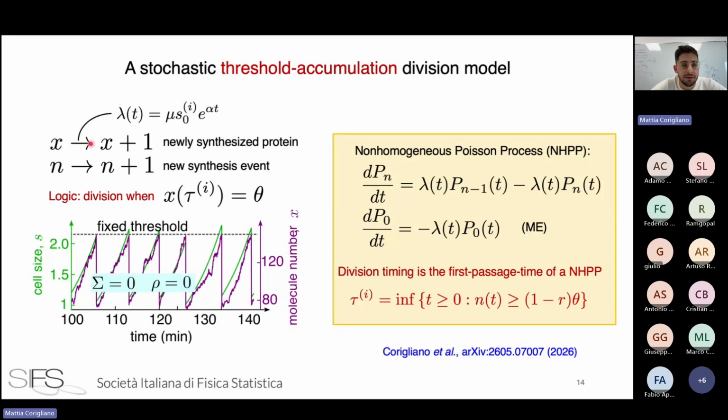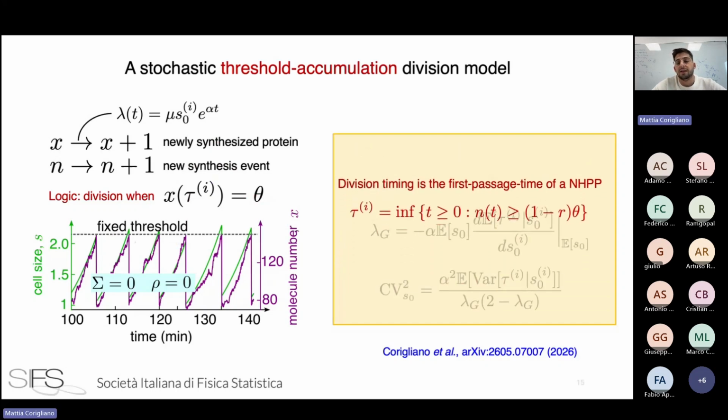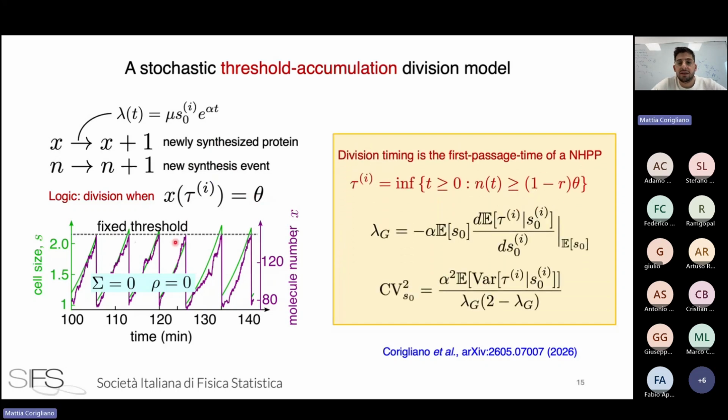And so, of course, you can describe the dynamics of this, the accumulation of these molecules, as a non-homogeneous Poisson process with the following master equation. But more importantly, in this kind of model, division timing becomes the first passage time of a non-homogeneous Poisson process to this threshold.